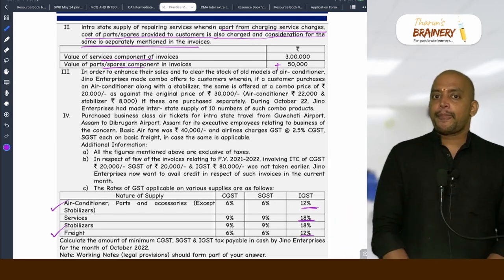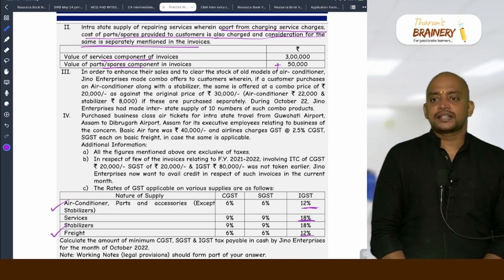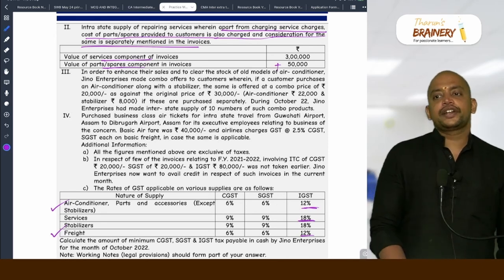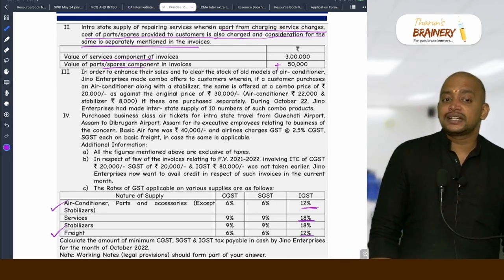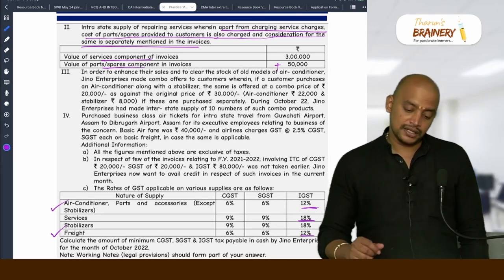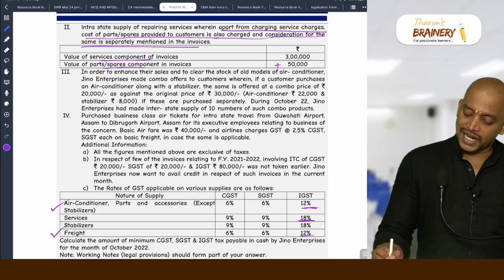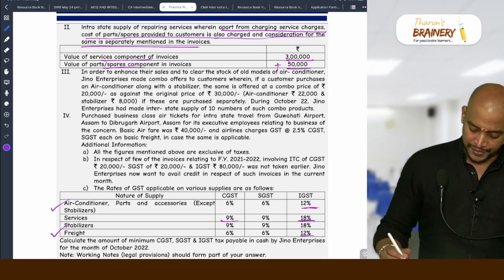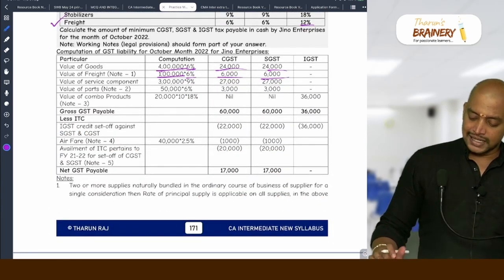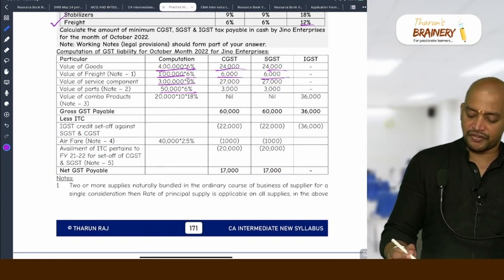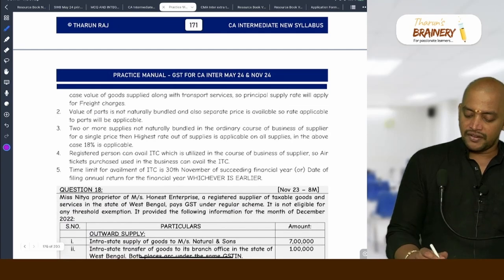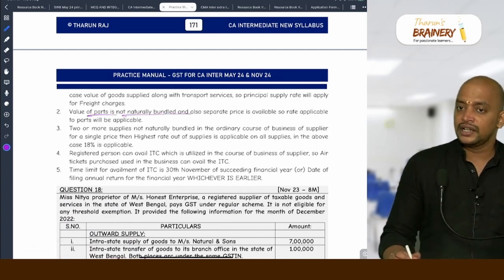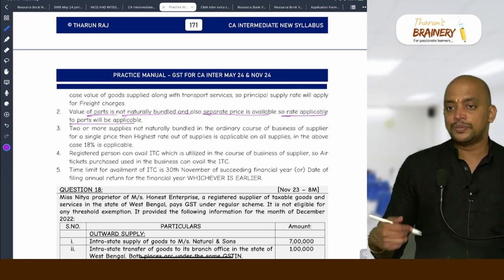And next, is the price a single price or separate price? Separate. It is not composite. It is not even mixed. So it will be taxable as individual supplies. Therefore, for this 3 lakhs, we need to take intra only 9%. For 50,000, we need to take 6%. So for 3 lakhs 9%, for 50,000 6%. See the note 2. Value of parts is not naturally bundled, and also separate price is available. So the rate applicable to parts will be applicable.